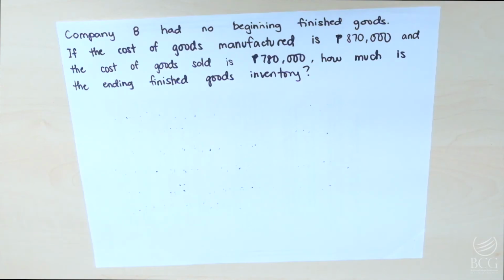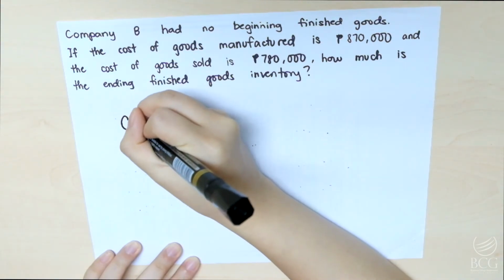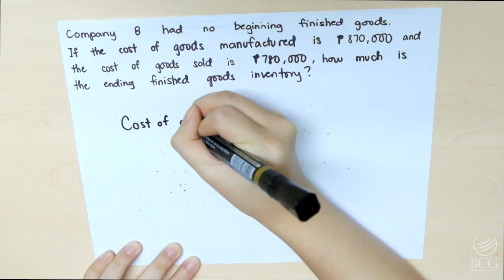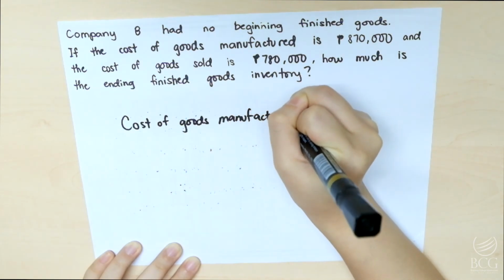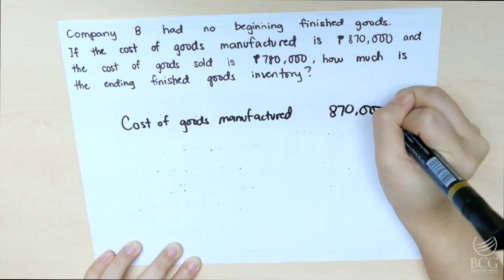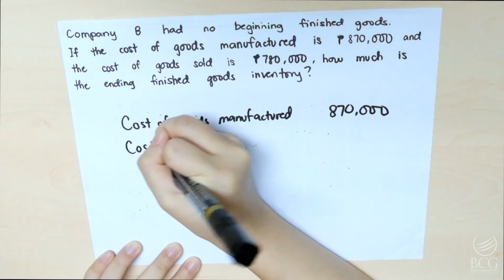Company B had no beginning finished goods. If the cost of goods manufactured is 870,000 pesos and the cost of goods sold is 780,000 pesos, how much is the ending finished goods inventory? Since we know that the ending finished goods is deducted from the cost of goods manufactured to arrive at the cost of goods sold, we can work our way back by deducting the cost of goods manufactured of 870,000 to the cost of goods sold of 780,000.